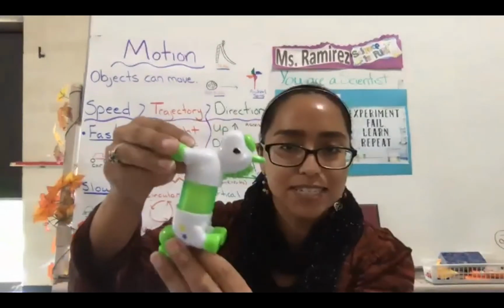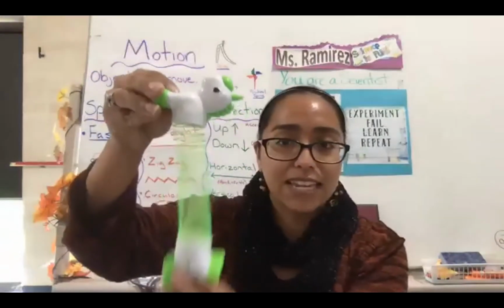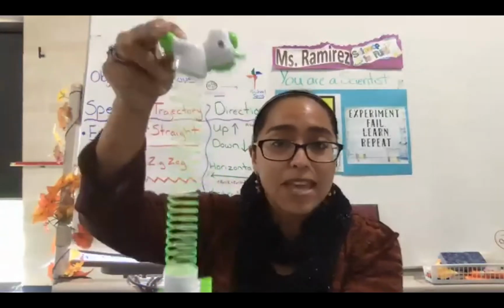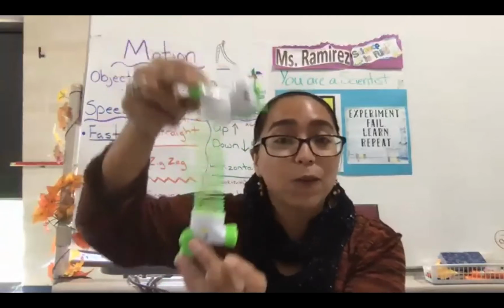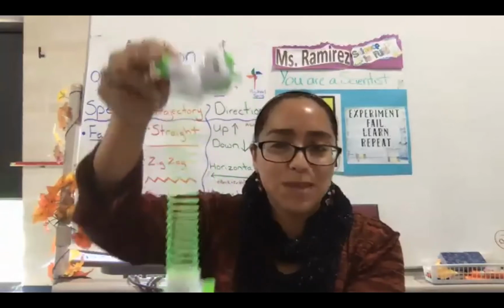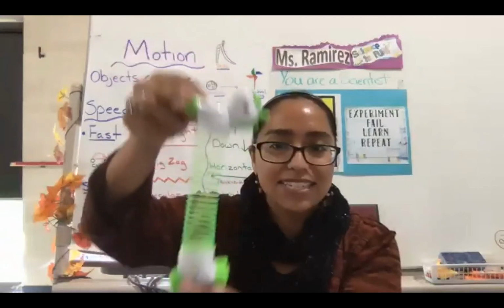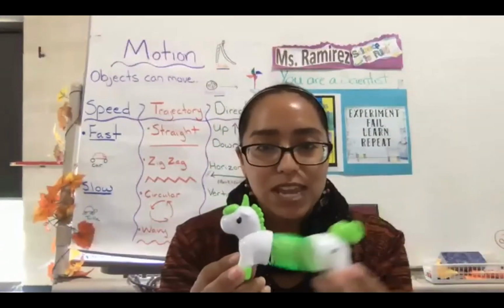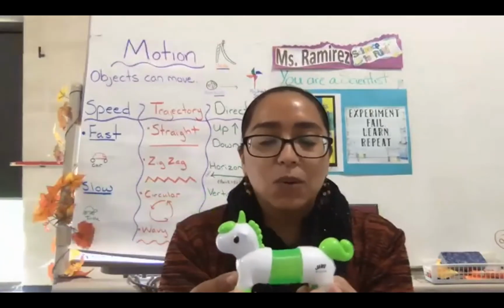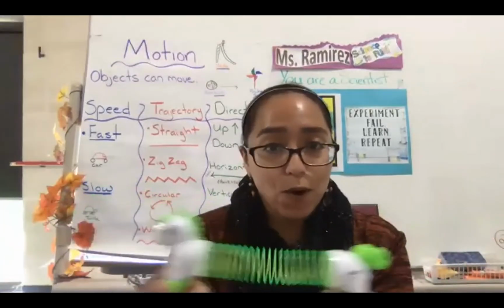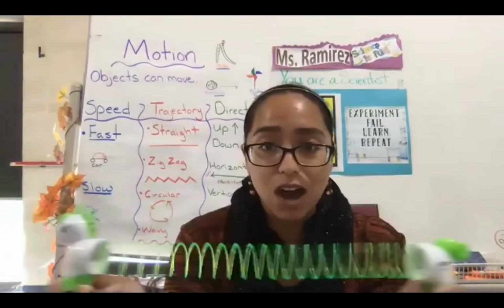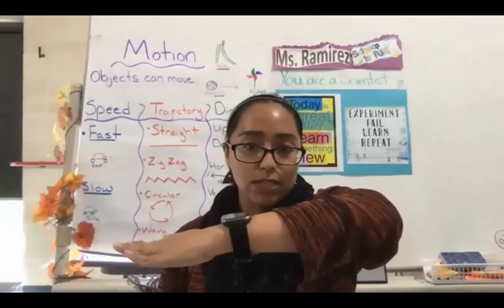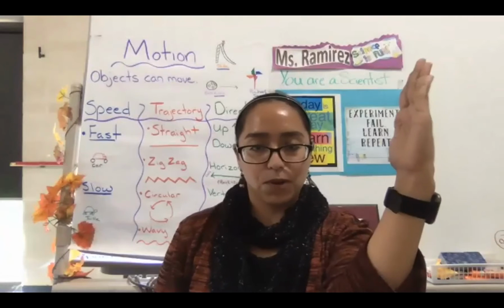The unicorn slinky can go up, it can go down, it can go up and down or back and forth at the same time. This is also called a vertical movement. So vertical is up and down. Now let's take my slinky friend and move it to the left and move it to the right. So left and right, back and forth is called horizontal.